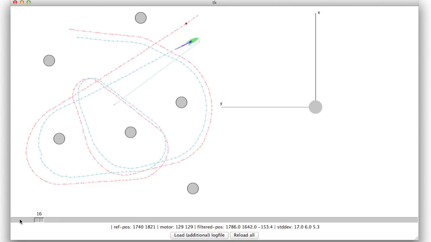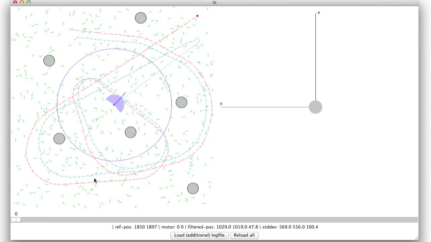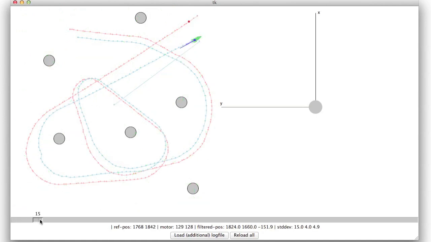Nevertheless, I find it very amazing that without any knowledge of our initial state, the particle filter manages to get very close to the true state very quickly. There's one more thing I want to mention, and this is particle deprivation.